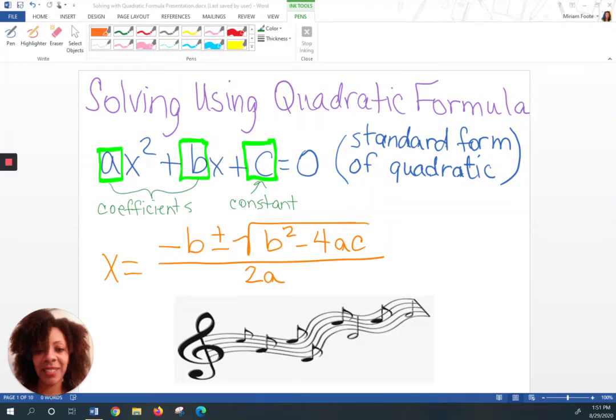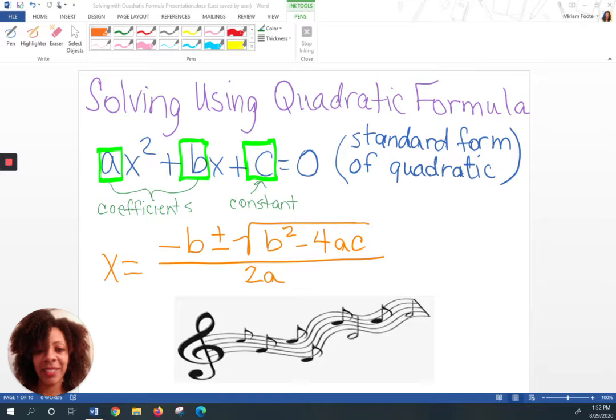Today we're going to talk about solving quadratic equations using the quadratic formula. Recall in another video I talked about the standard form of a quadratic. It is ax squared plus bx plus c equals 0. This is important because you need to have it in the standard form before you can identify your a, b, and c to place in the quadratic formula.